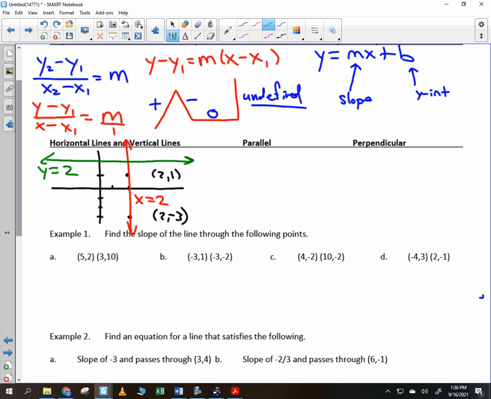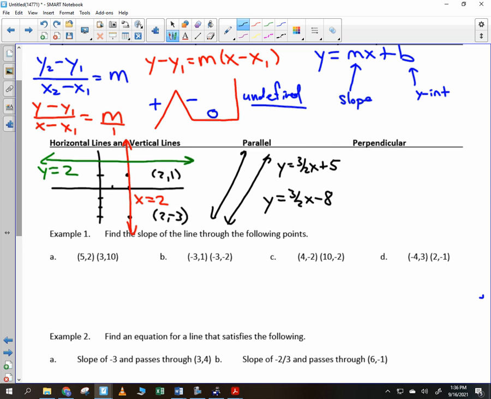What is true about lines that are parallel? They have the same slope. Those lines never cross. So if we have y equals 3/2 x plus 5, then another line parallel could be y equals 3/2 x minus 8. Those would be parallel lines because the slopes are the same.